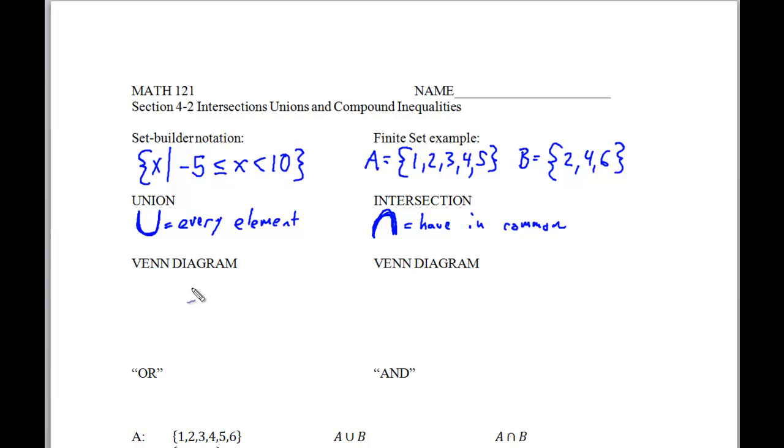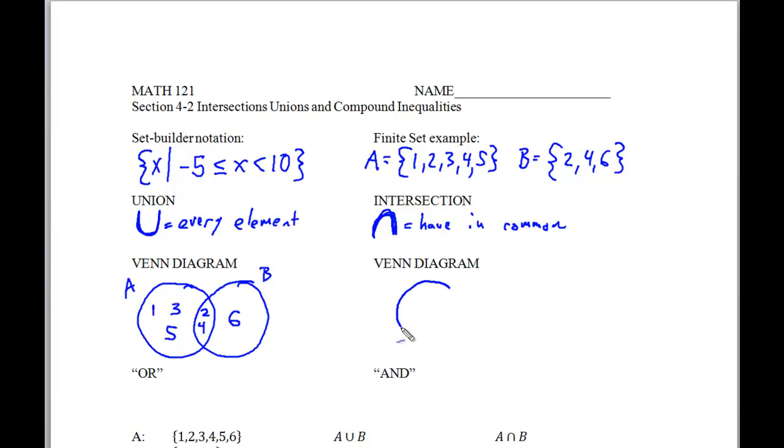Now let's take a look at a Venn diagram. The Venn diagram of the word union would be everything in both sets. So if this was set A and this was set B, we would write 1, 2, 3, 4, 5, because the circle on the left is 1, 2, 3, 4, and 5, and the circle on the right is 2, 4, and 6. You'll notice that the inside part there is the intersection, so 2 and 4 belong in both circles, like in a MasterCard logo.